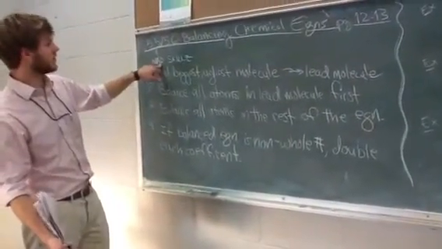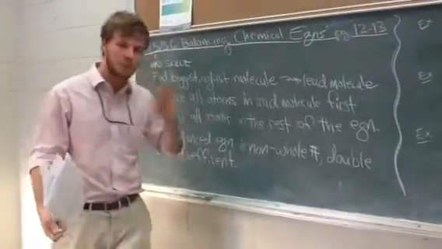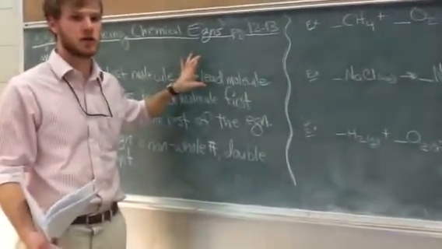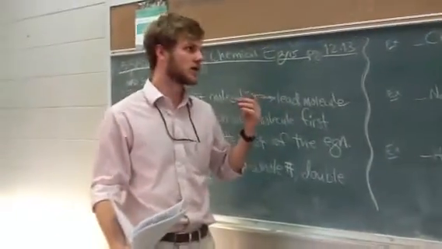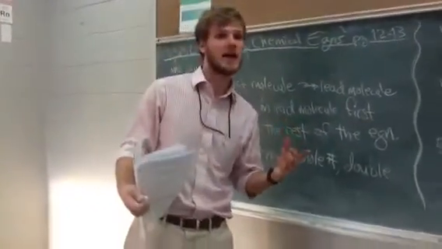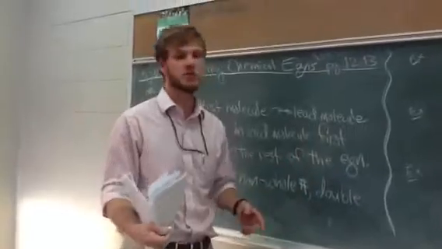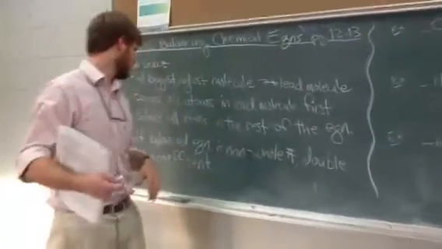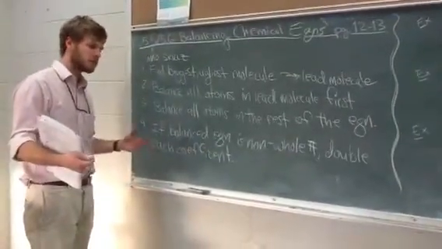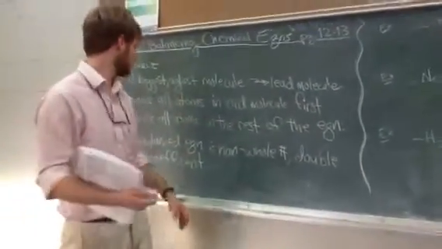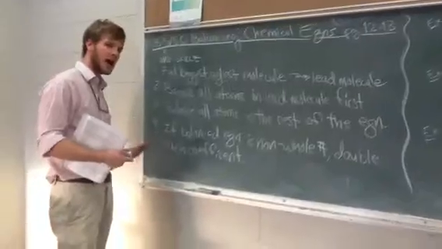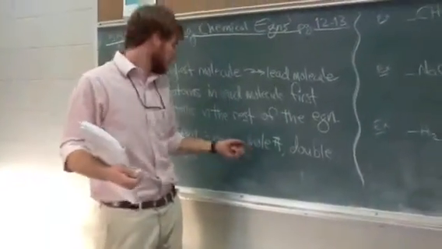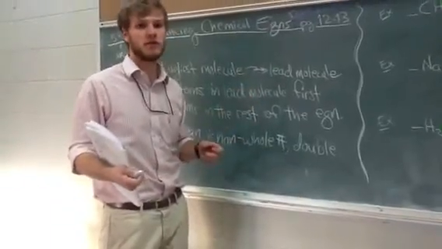If you look through it, the first step is to find the biggest, ugliest molecule out there. That's called your lead molecule. Most likely, it's the one with the biggest numbers or the most atoms, and you'll get the hang of it as we do these practice ones. You're going to balance all the atoms in the lead molecule first. Once you've done that, you balance all the atoms in the rest of the equation. And finally, this rarely happens, but if the balanced equation has non-whole numbers, you just double every coefficient.